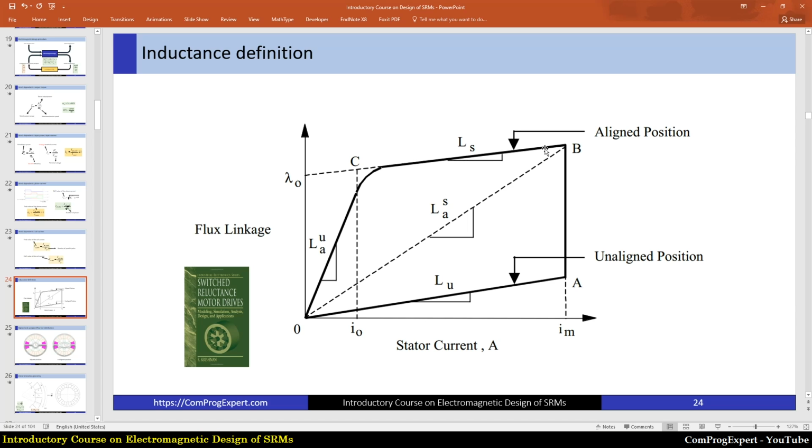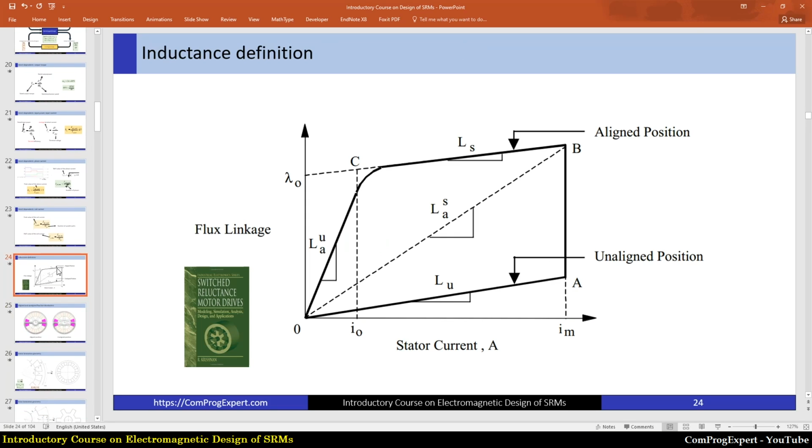The slope of this line. But this is the slope of this dashed line. And we have unaligned inductance, LU. So we have 1, 2, 3, 4 definitions for the inductance. And we have these two extreme curves for unaligned position and aligned position.